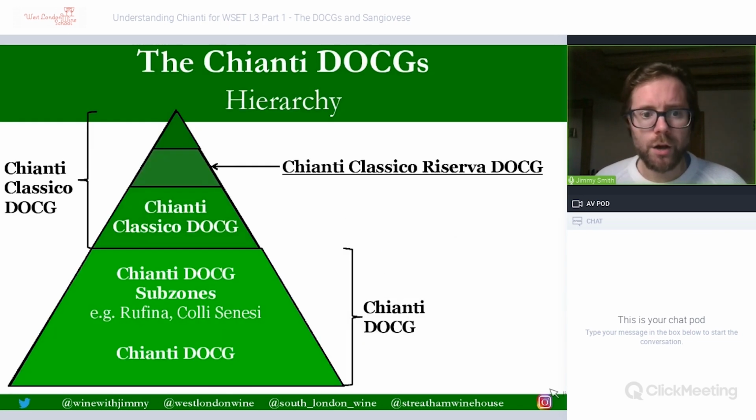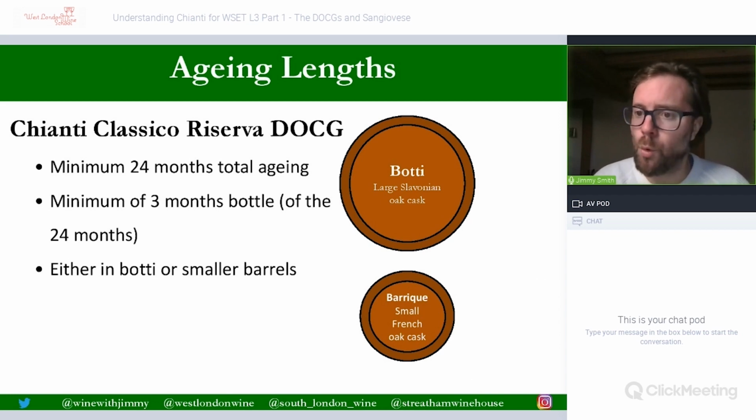Then we are going to talk about two specific Chianti Classicos of often higher quality. So next one up, highlighted or underlined, is Chianti Classico Reserva. Chianti Classico Reserva has a more strict and stringent aging length. So here we are, minimum 24 months total aging. So this is double that of Chianti Classico.